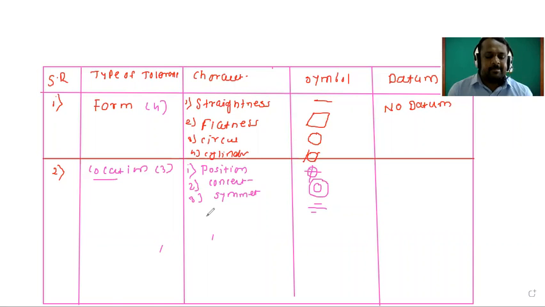Here a datum is required. Datum required.